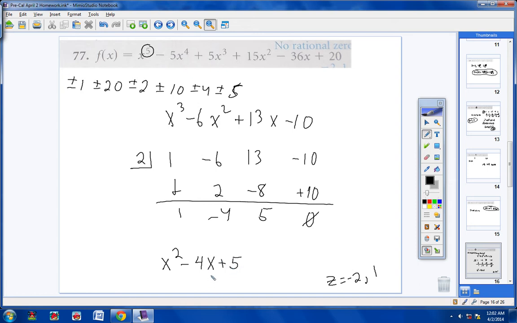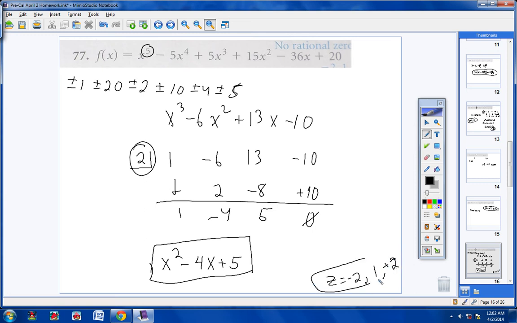If you try to factor this, you will not be able to. There are no two numbers that multiply together to give you a positive 5 and when added together give you a negative 4. So if you can't factor this, you're going to have to use the quadratic formula. But hold on, if you use the quadratic formula, you're going to get an irrational expression. So we're done. Don't forget this is a 0 here. So your last rational zero is positive 2.